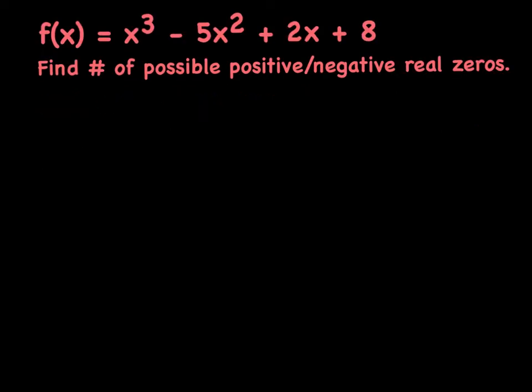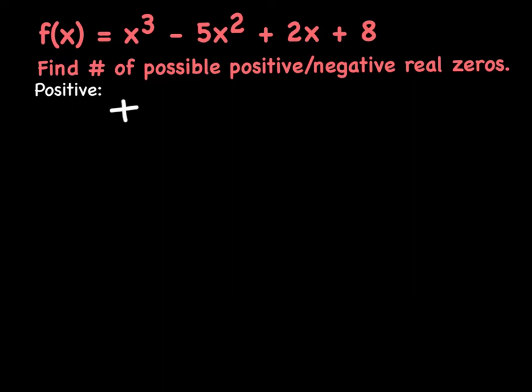So as our example, we're going to be looking at this polynomial, and we're going to find the possible positive or negative real zeros. So let's start with the positive zeros. All we're going to do is look at the signs. Over here, if you look at x cubed, we know that's positive x cubed. So I'm going to write down a plus sign.